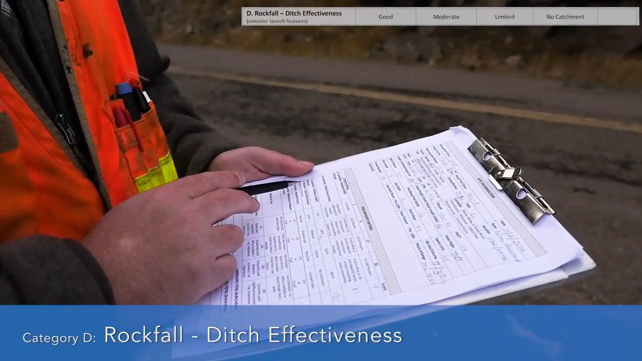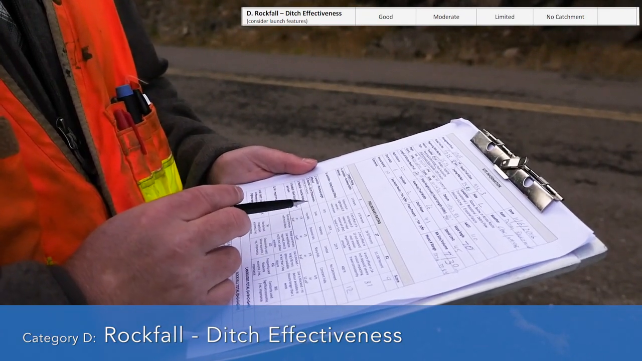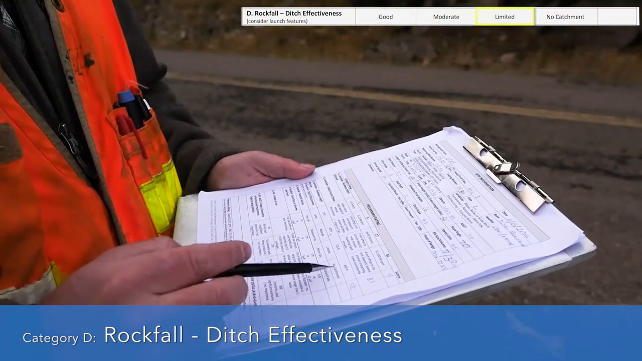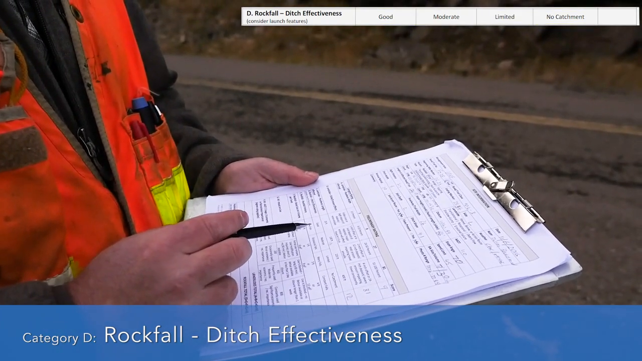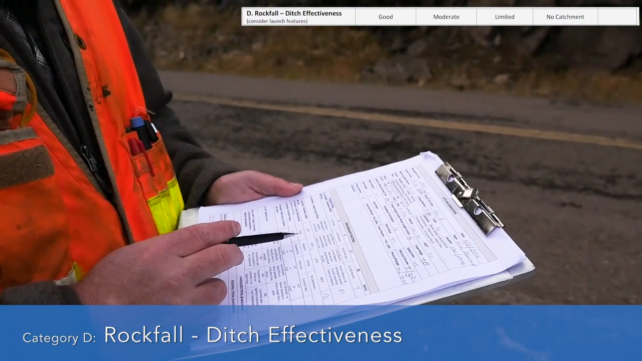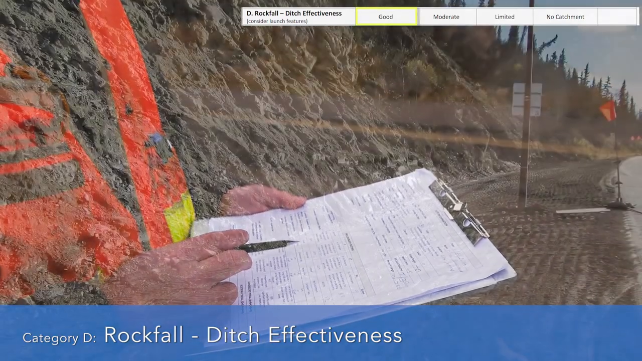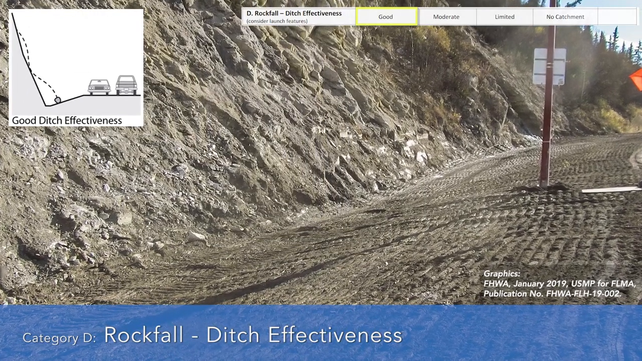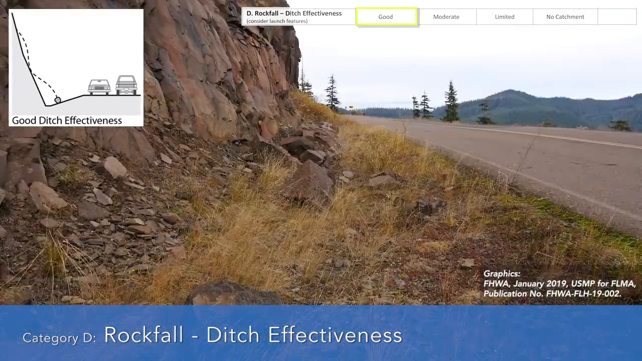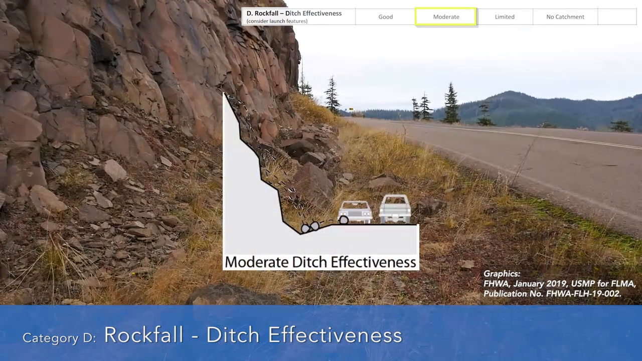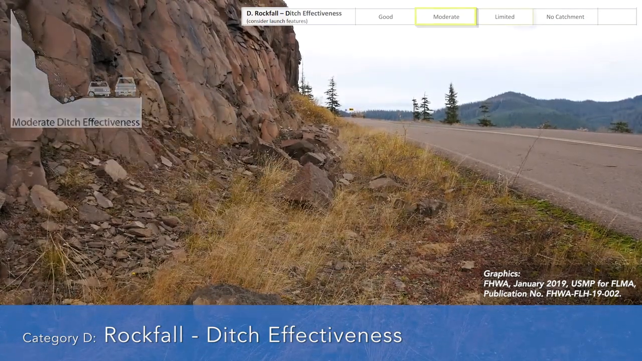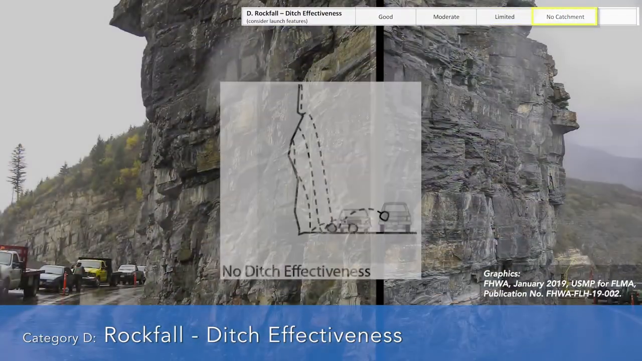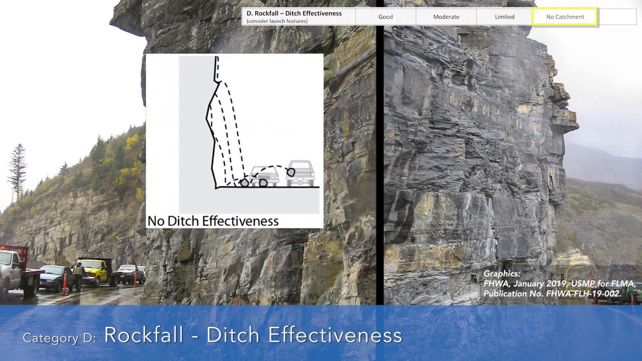Category D, rockfall. Ditch effectiveness is the first rockfall category. This is separated into good, moderate, limited, and no catchment, and usually is a result of the judgment of the rater. A good ditch will catch nearly all the rockfall coming down on the site, typically in the 90%. A moderate ditch effectiveness is reduced from that, while with limited, more of the rocks will reach the roadway, while with a no catchment category, almost all the rocks will reach the roadway.